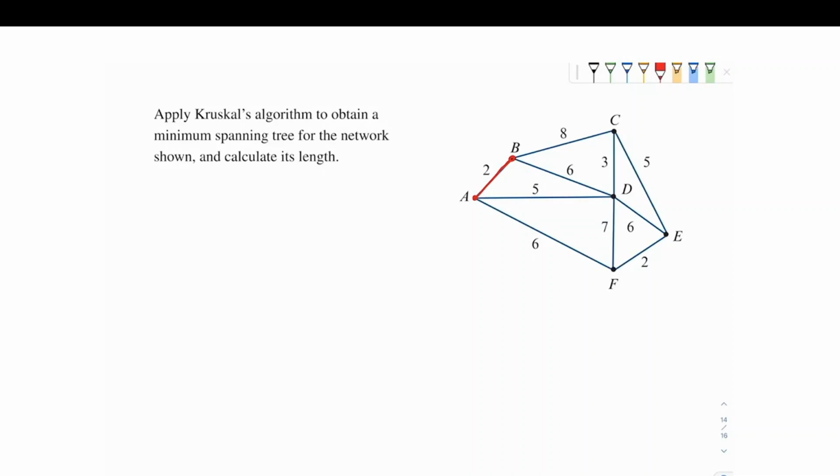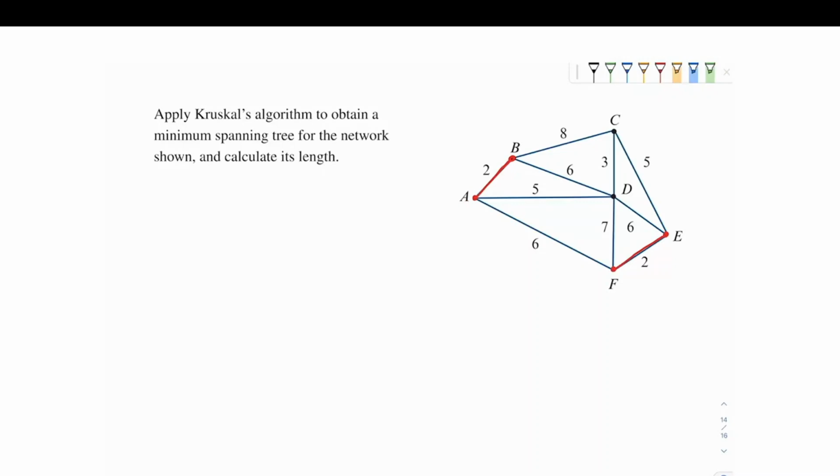And what we do is we just add these edges into our graph one at a time, as long as it doesn't form a cycle. So for the next one, we've got this one which we're going to add in as well. So there's 2 and 2. And then we start looking at what's the next edge with the minimum weight.